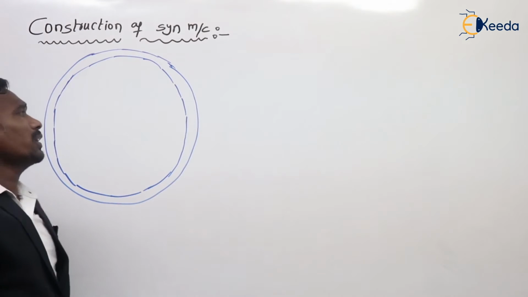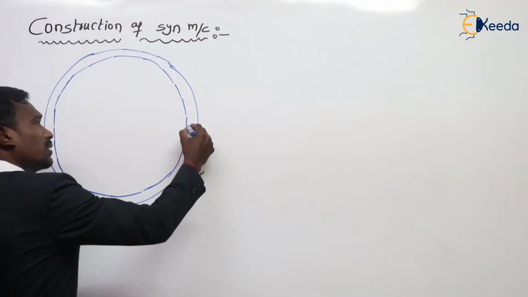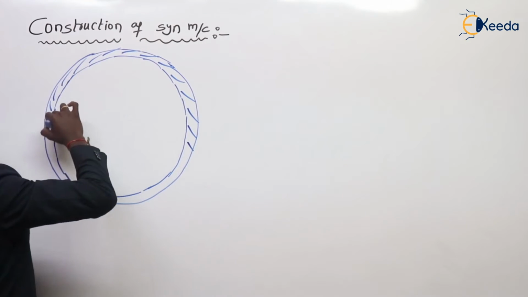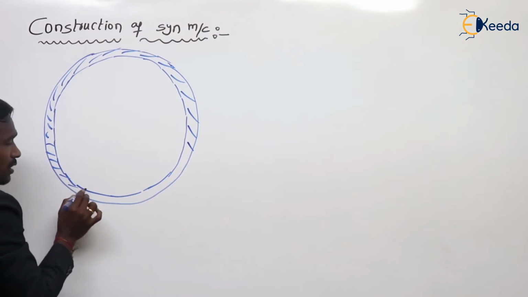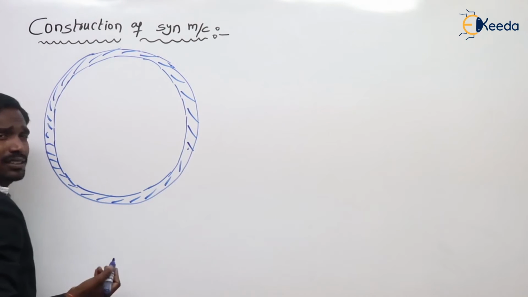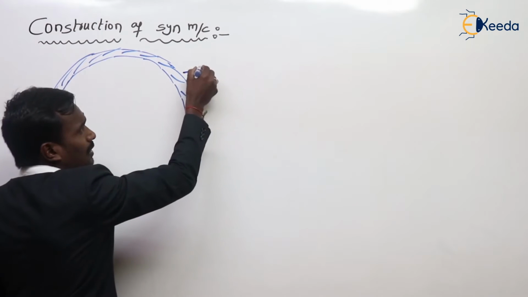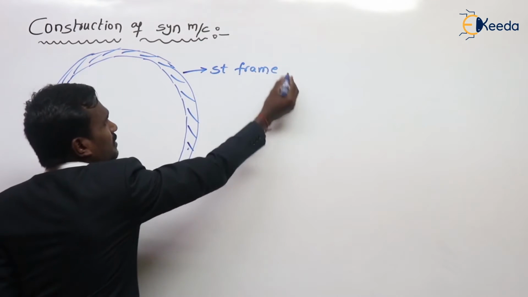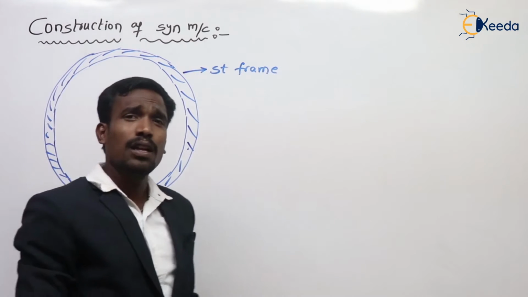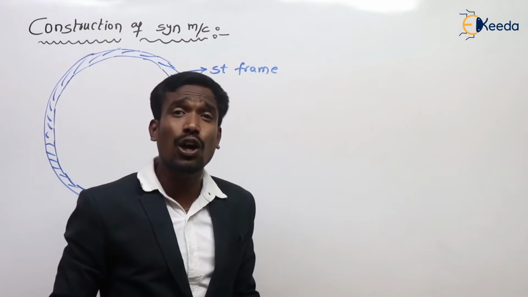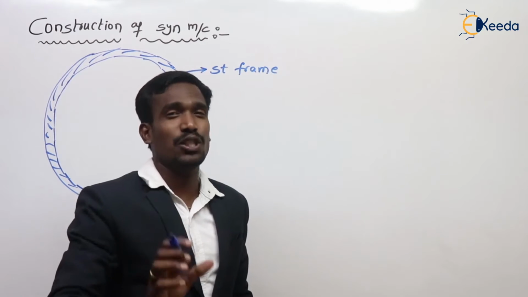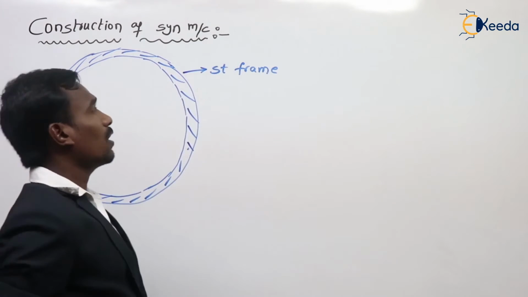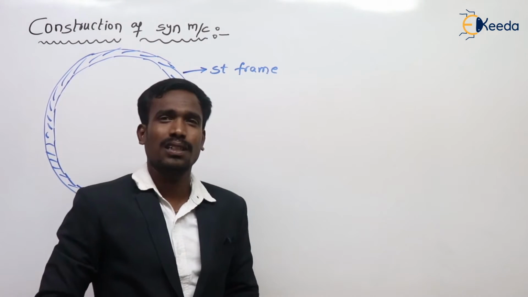This is the outermost part of my synchronous machine. They will ask you a question: what is it called? This is called the stator frame. This is also called the yoke in a DC machine. But in a synchronous machine and an induction machine, it is called the stator frame.